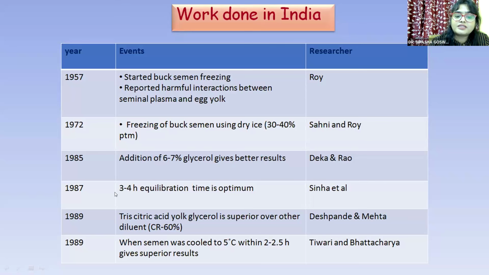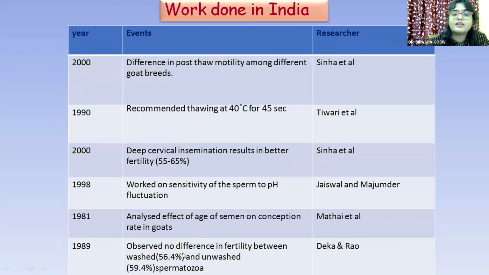In the year 1987, 3 to 4 hours of equilibrium time was found optimum, and in the year 1989, tris citric acid and yolk glycerol was proved superior over the other diluents. And in the year 1989, when semen was cooled at 5 degrees centigrade within 2.5 hours, it gave superior results. This type of research work has been done here also.